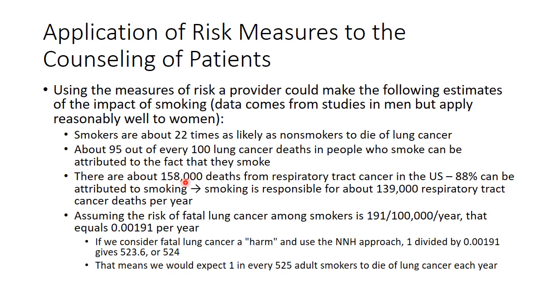There are about 158,000 deaths from respiratory tract cancer in the U.S., and 88% of that can be attributed just to smoking, which means that smoking is responsible for about 139,000 respiratory tract cancer deaths per year. And then you can kind of go back to looking at the actual number needed to harm approach. If you look at the attributable risk being 0.00191, this would mean that if you take 1 divided by that 0.00191, you get about 524, which means that for every 525 adult smokers per year, one of them is going to die of fatal lung cancer.